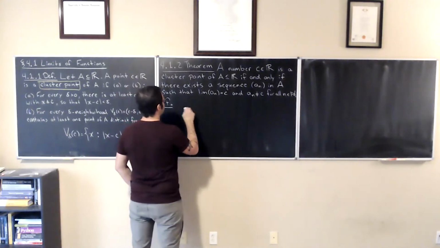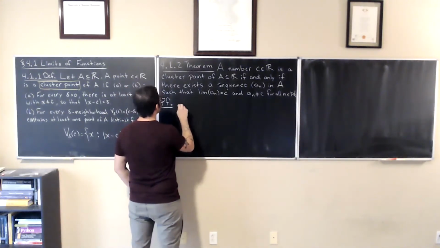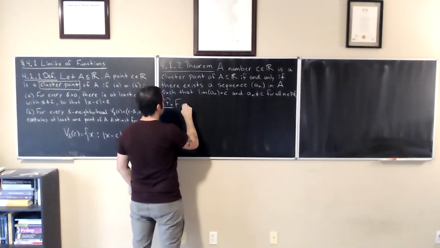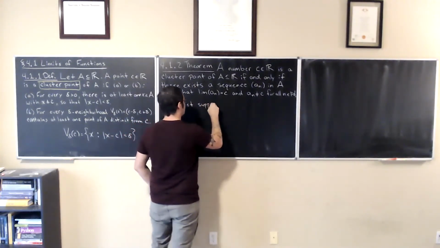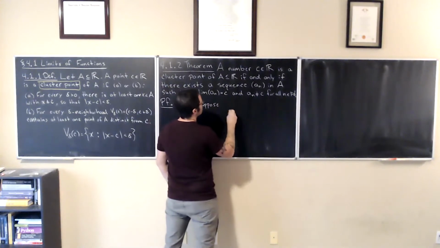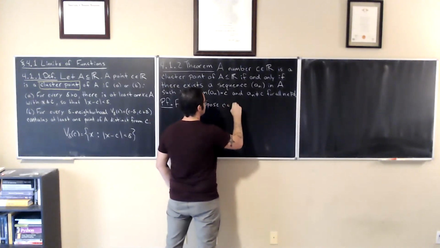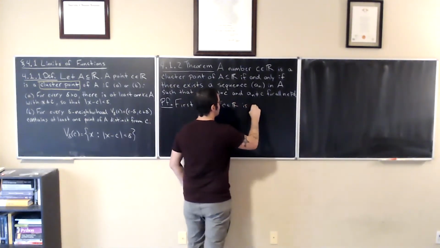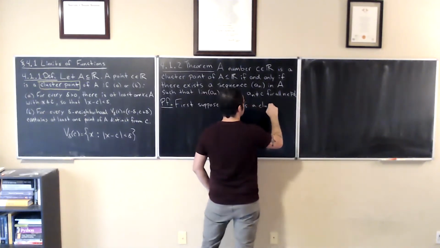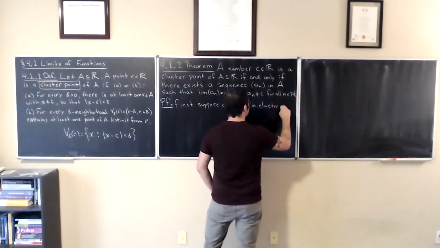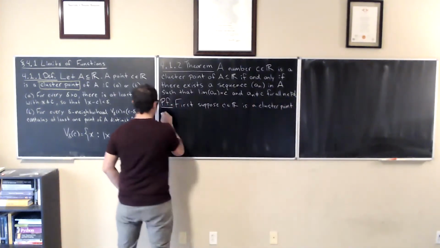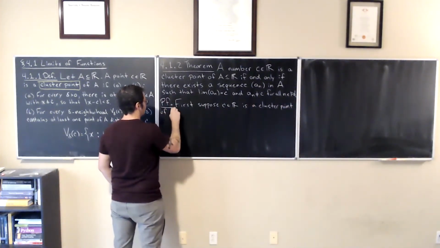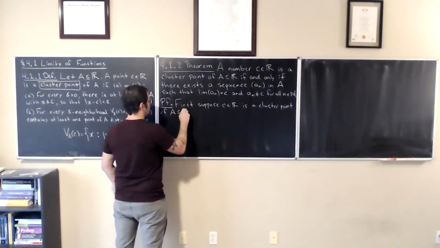So first suppose C is a cluster point of A.